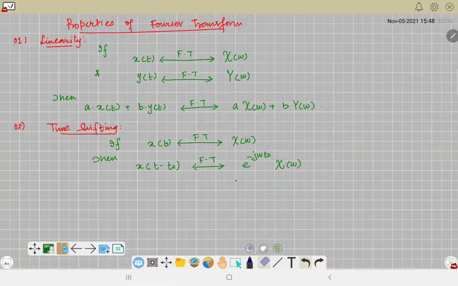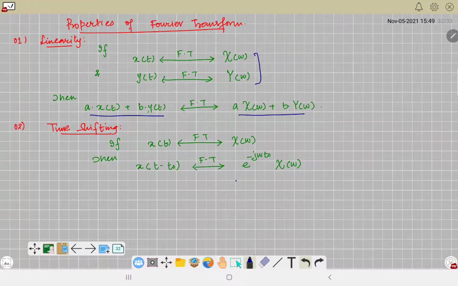Then if you form a linear combination of these two signals, like this, then the Fourier transform will be the linear combination of their individual transforms. Right? Then we take the time shifting, that what happens if I time shift a signal, what happens to its Fourier transform. Again, it's quite similar, except that fundamental difference that periodicity exists. Here we don't want the signals to be periodic.